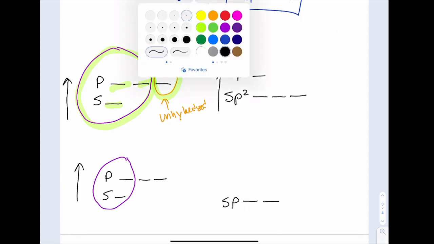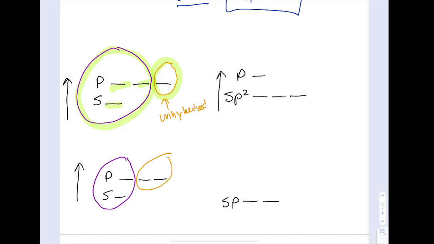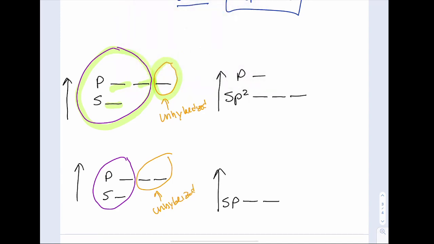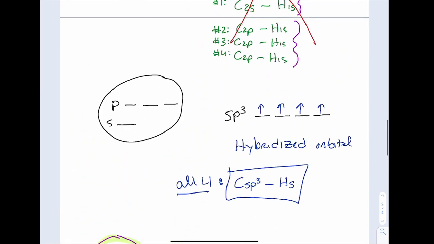And then I do have 2 unhybridized p orbitals. So when I add those, I'm going to have 2. So if something is sp hybridized, I have 2 sp orbitals and 2 p orbitals that are unhybridized, right? I didn't have any unhybridized orbitals when I did sp3 because I combined all of them. I didn't leave one out.